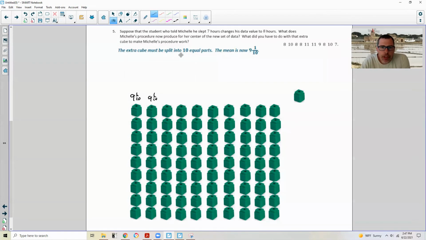Okay, so the extra cube must be split into 10 equal parts. The mean is now 9 and 1/10 of an hour. Well, 1/10 of an hour, what's 1/10 of 60? Well, it's 6. So that'd be 9 hours and 6 minutes per sleeping student.